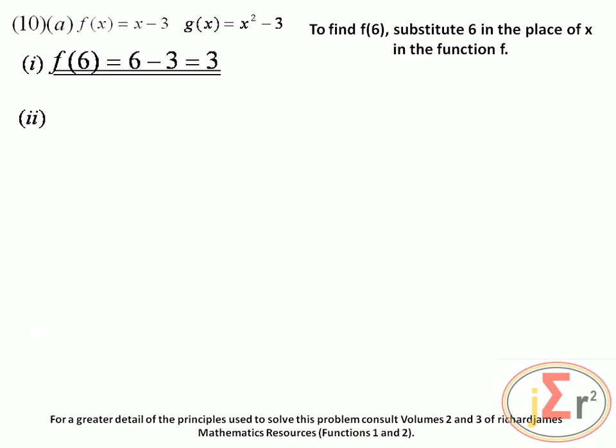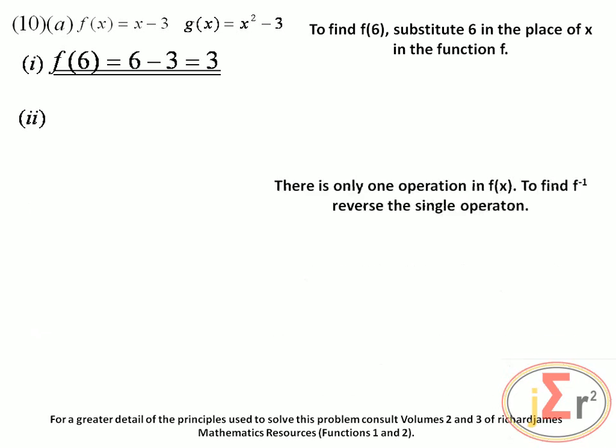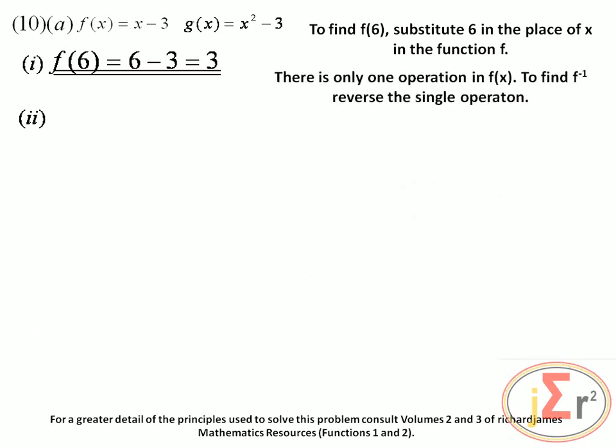We need to find f inverse of x. F is only comprised of one arithmetic operation. There is only one operation in f of x. To find f inverse, just reverse the single operation. So it's x minus 3. That is what f of x is. So f inverse of x is equal to x plus 3.